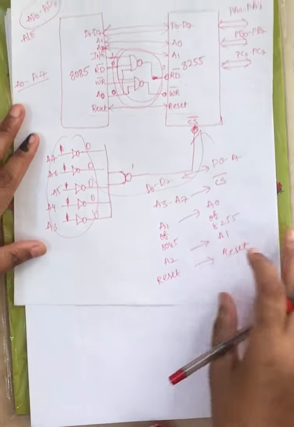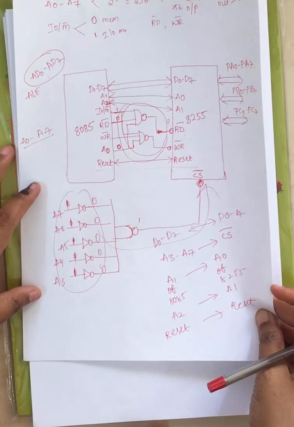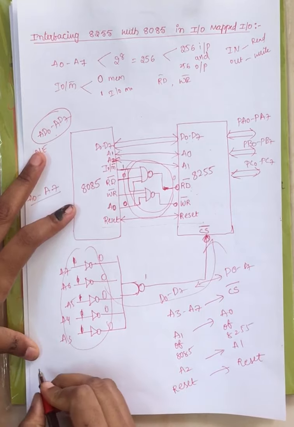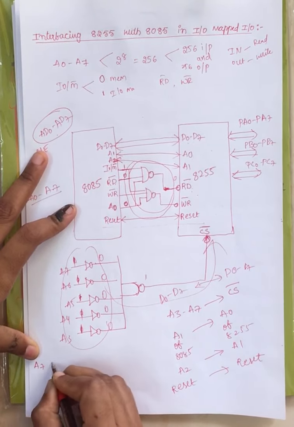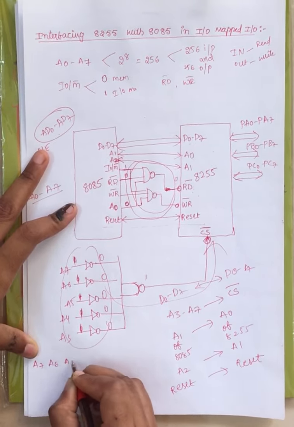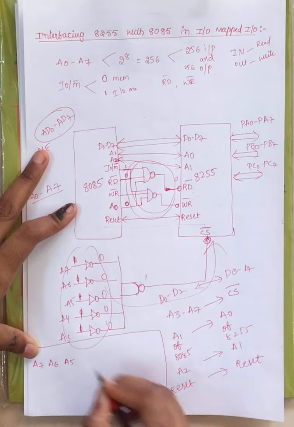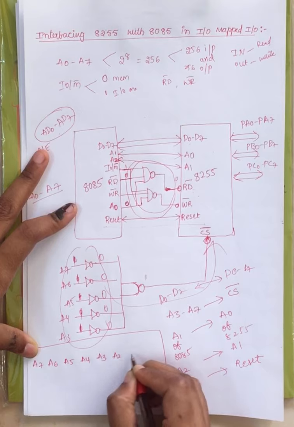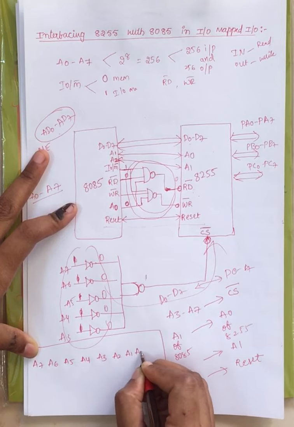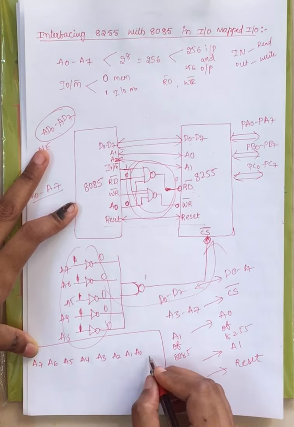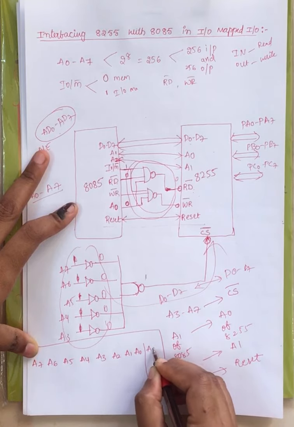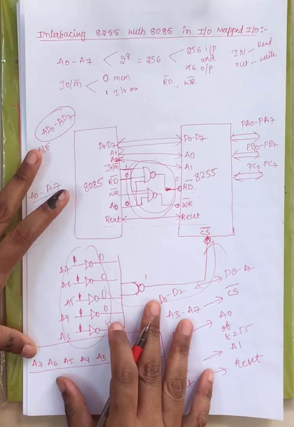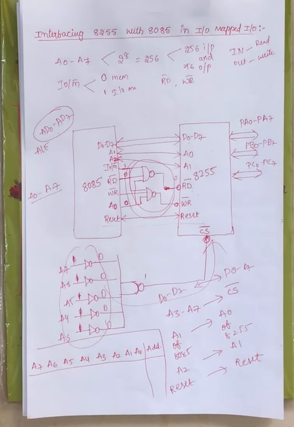Now I am writing here again, right? Now A7 you have, A6 you have, A5 you have, A4 you have, A3 you have, A2 you have, A1 you have, A0 you have, right? Now this will specify the address, right? Now what is the value of A7?